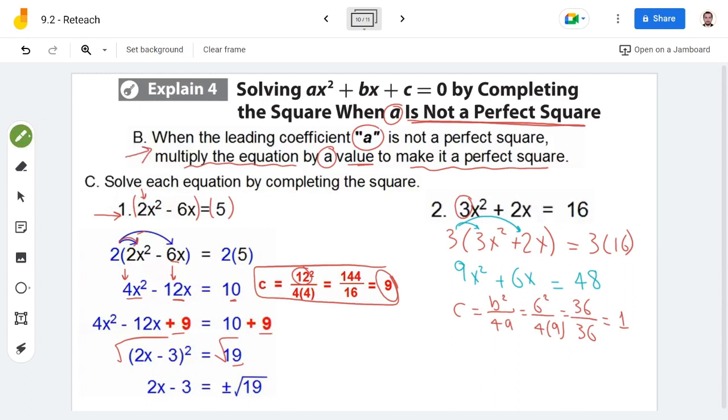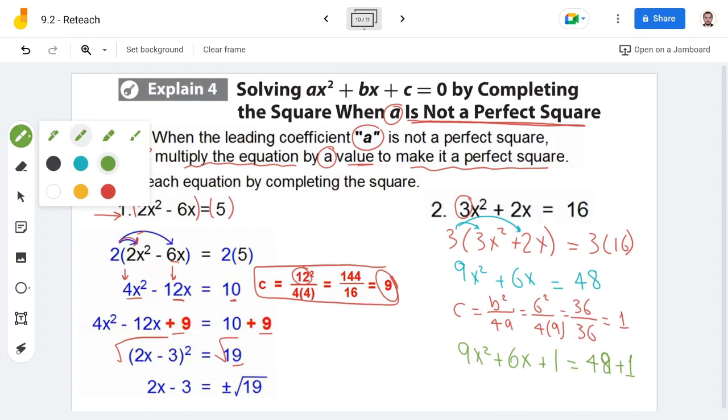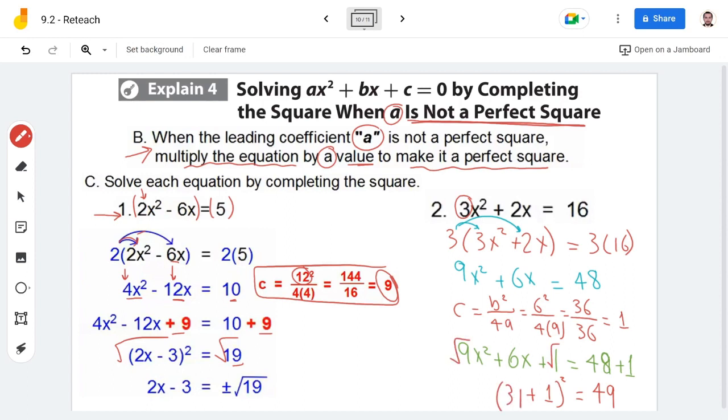So now let's rewrite the question. 9x squared plus 6x plus 1 equal 48 plus 1. Now add them and find the final answer. 48 plus 1 is equal to 49, and on this side, what's the square root of 1? It's 1 always, plus here 9, what's the square root of 9? It's 3, and x. So this is the answer. Now square root for both sides, so it will be 3x plus 1 equal positive or negative 7. Why 7? Because with square root for both sides, this one will cancel. The square root of 49 is equal to 7. So this one is the final answer.